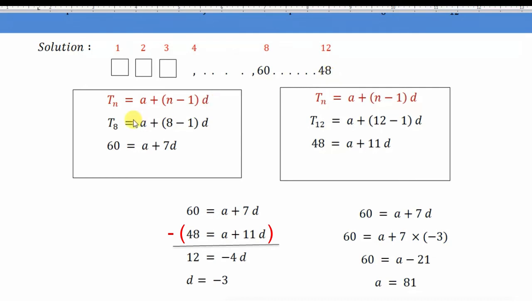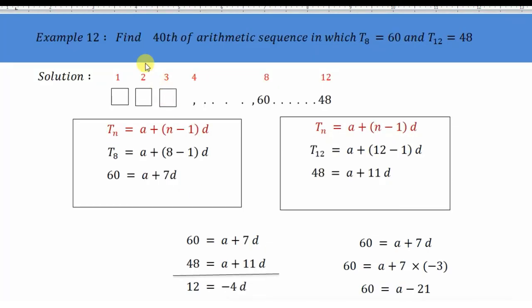You can check it out. You can use this formula and put a is equal to 81, and if you want to find the 12th term, you can put n as 12 here, minus 1, and d will be negative 3. So what you'll get is 48 as the 12th term. You can check it out. And now suppose they tell you to find the 40th term of the arithmetic sequence, and they give you these two terms. To find the 40th term, you need a and you need d. So first you find a and d with this method. Then once you get a and d, you can put 40 in place of n, and then you can get the answer for the 40th term.